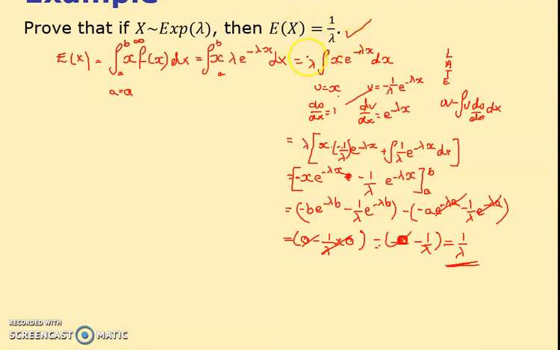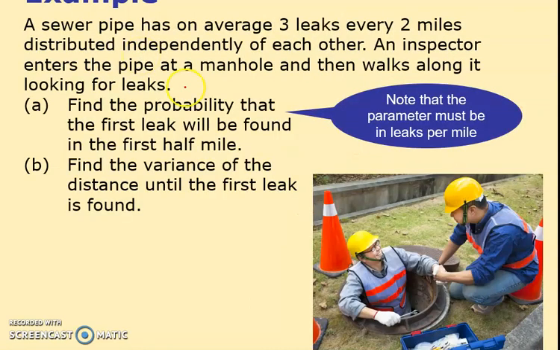Well, that's a bit of a mess, until, of course, you start thinking about zeros and infinities rather than a's and b's. So I've got an example here. A sewer pipe has an average of 3 leaks every 2 miles. I suppose that really means it's got 1.5 leaks per mile. An inspector enters the pipe at a manhole and then walks along it looking for leaks. Find the probability of the first leak.